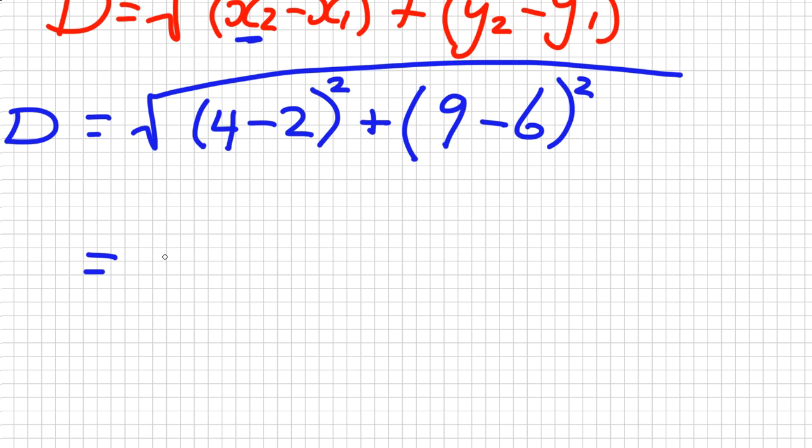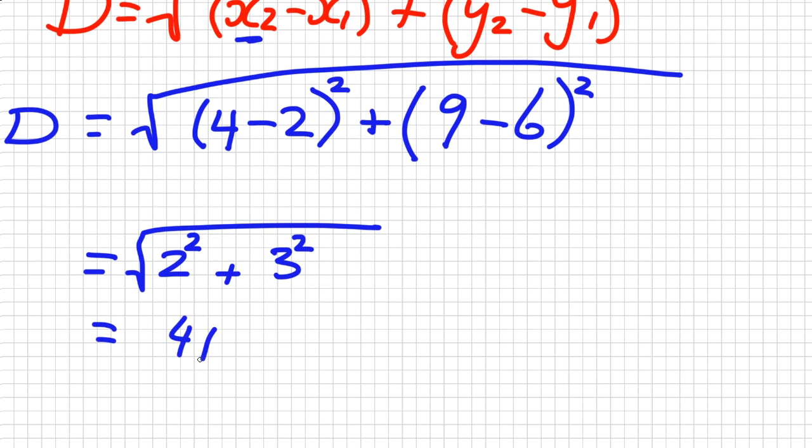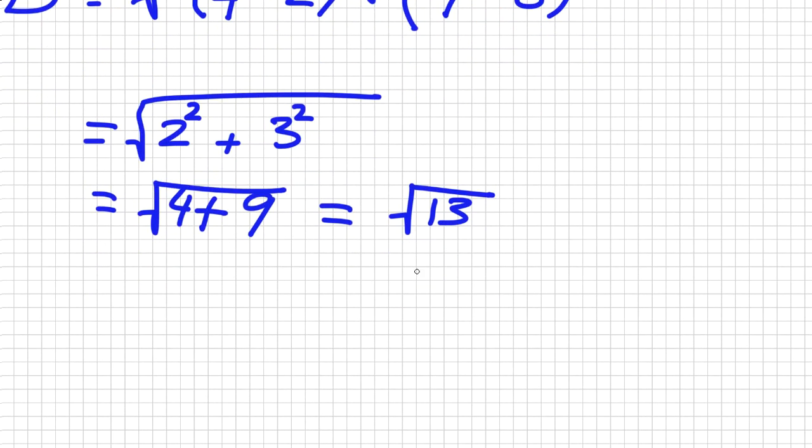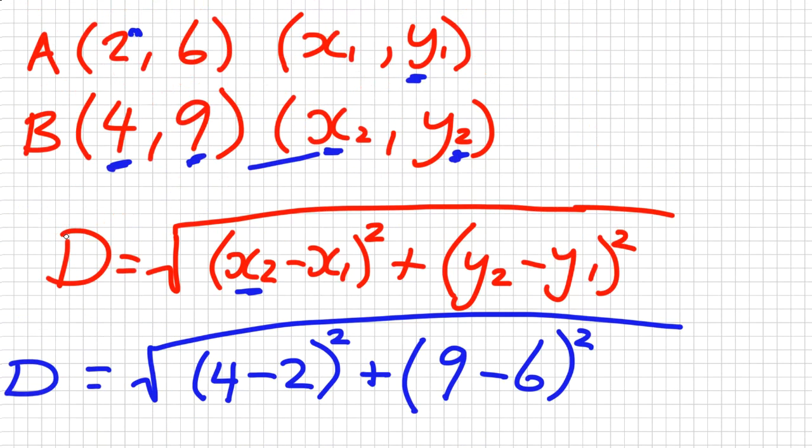4 minus 2 is 2, and that's squared. Add 9 minus 6 is 3, and that is squared. And then we've still got that square root over all of those. 2 squared is 4. Add 9, because 3 squared is 9, square root. That equals 4 add 9 is 13. So the answer is the square root of 13. So that is our distance between those 2 points.